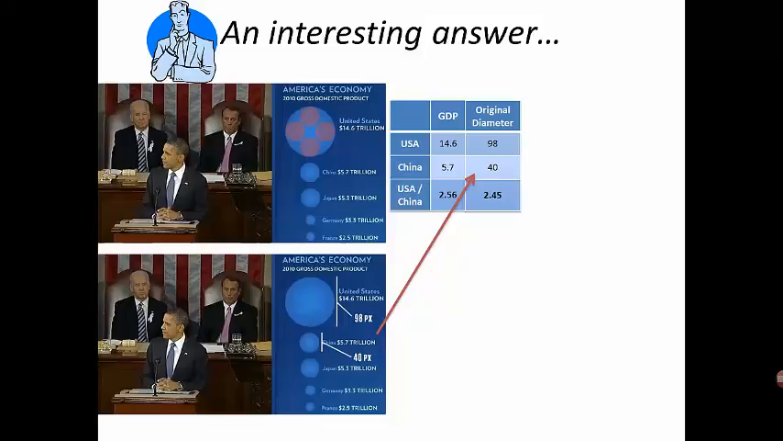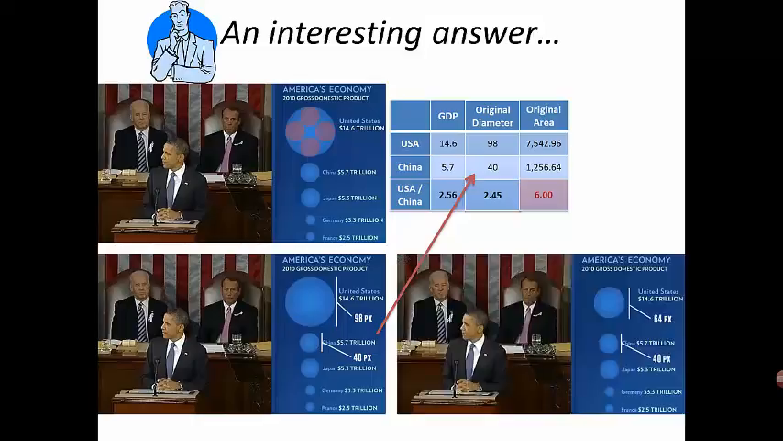98 divided by 40 is about 2.5, or 2.45. The problem is, I'm guessing very few of you were comparing the circles based off of their diameter. Instead, as we have been taught in school, we were comparing by the circle's areas, which would have given you this result here, where the US is 6 times larger. And had the graphic designer wished for us to compare the circles by area instead of diameter, it suggests that the circle should have been approximately 64 pixels to China's 40.